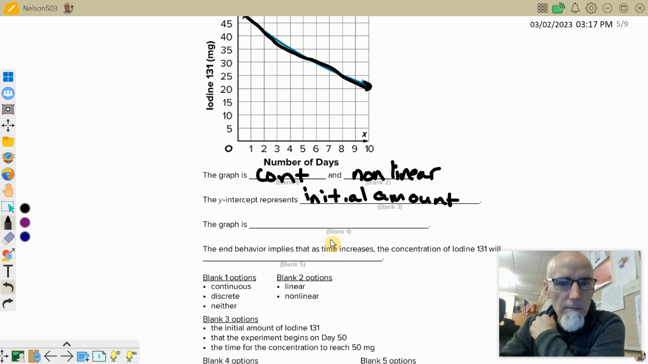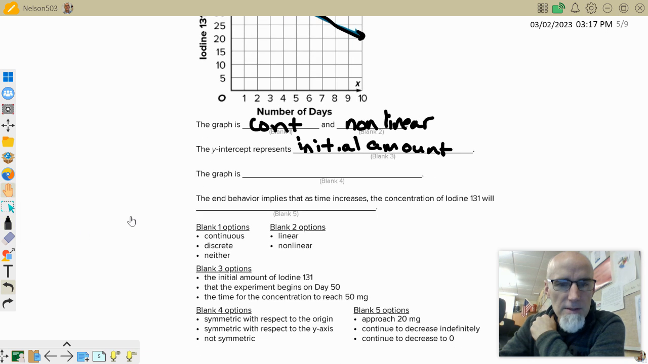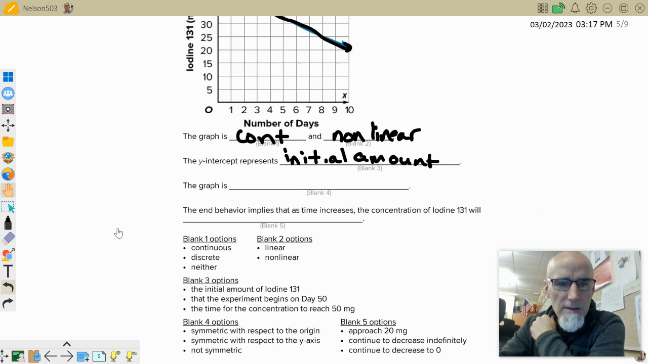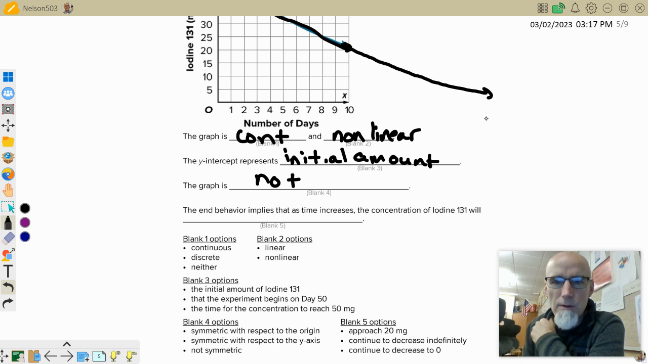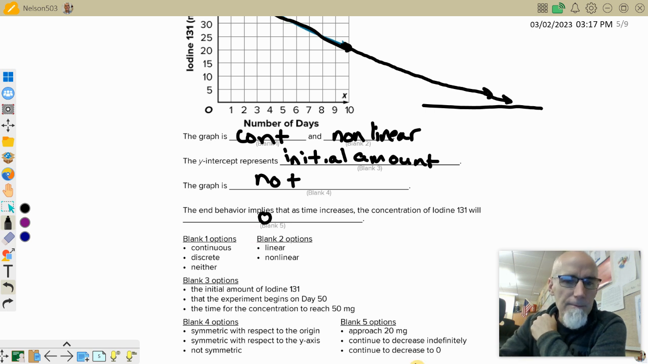Let's see. Blank 4. The graph is, oh man, it's so awkward. Symmetric? Is it symmetric about the origin? No. Is it symmetric about the y-axis? No. No symmetry. So not symmetric to anything. And then end behavior implies that as time increases, the concentration of iodine, well, what do you think would happen to the concentration of iodine? Wouldn't it just keep on going down until it got pretty much close to 0, right? So that's the idea there. It's approaching 0, decreases to 0, right? That's that one right there. Continues to decrease to 0.